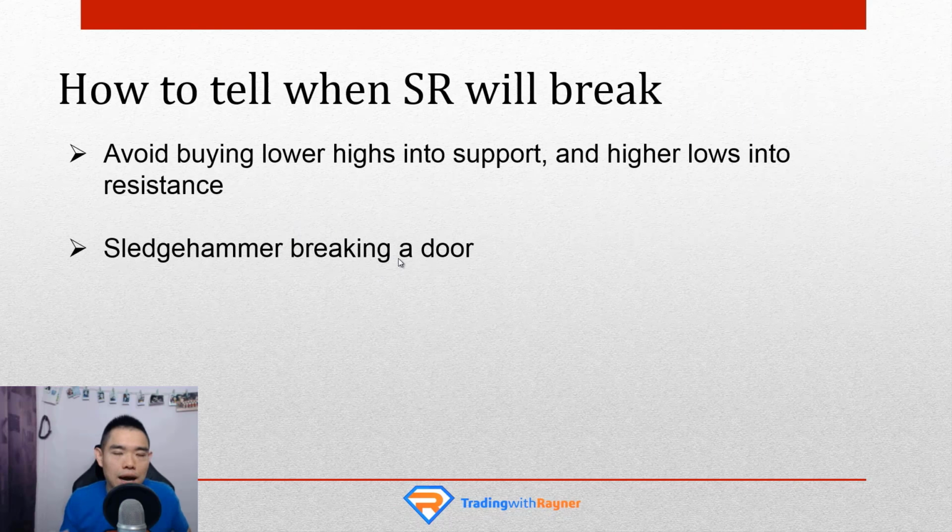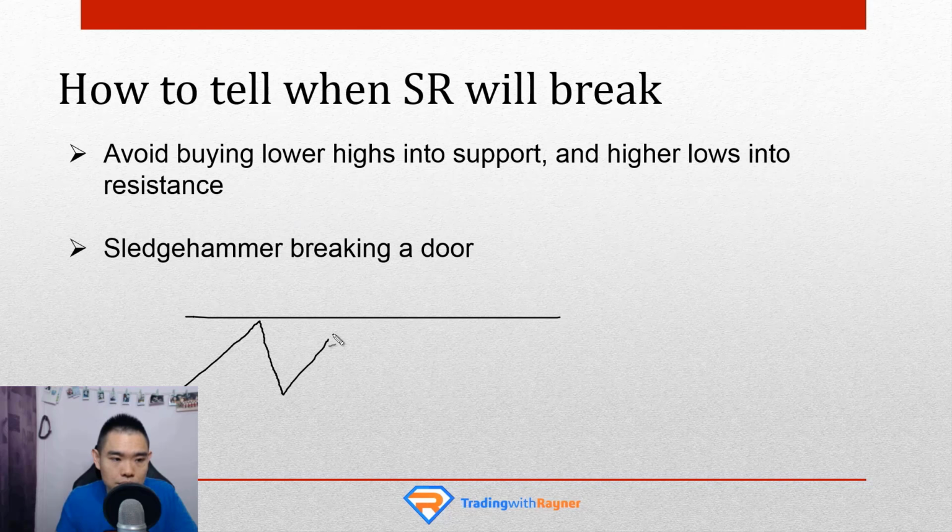Number one, how to tell when support and resistance will break. This is the key thing. When you spot a series of higher lows into resistance, looking like this, higher lows, higher lows, higher lows into resistance, this is when you want to avoid selling at resistance. Why is that? The reason is simple.